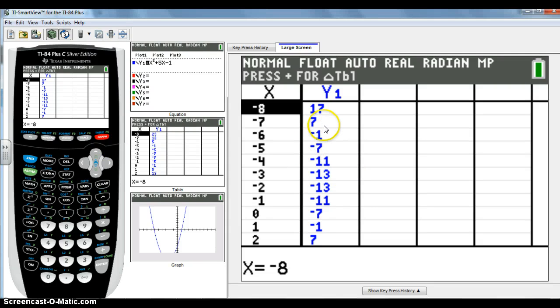And again, we're going to look for when the sign of our y value is changing. So if we look here, we can see from 7 and then it goes to a negative. So that's when our sign is changing. And then here again, our sign is changing from a -1 to a +7. So we can see it's between 1 and 2, and up here it's between -7 and -6.